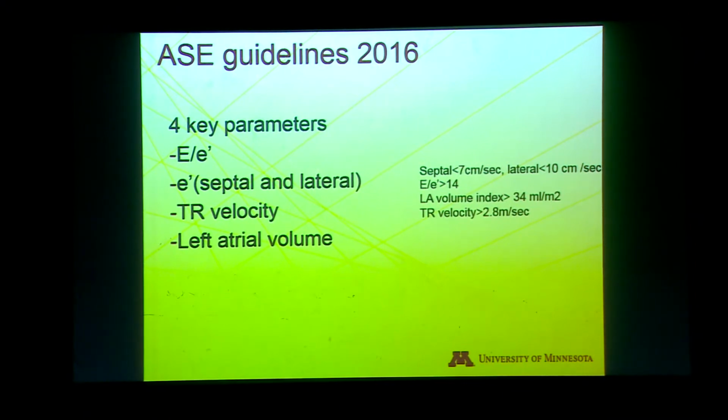So if the septal e' is less than 7 centimeters per second, lateral annulus tissue Doppler is less than 10 centimeters per second, and if the E by E prime is more than 14, the LA volume index is more than 34, and the tricuspid regurgitation more than 2.8. And it's not necessary that in all patients you will see tricuspid regurgitation.